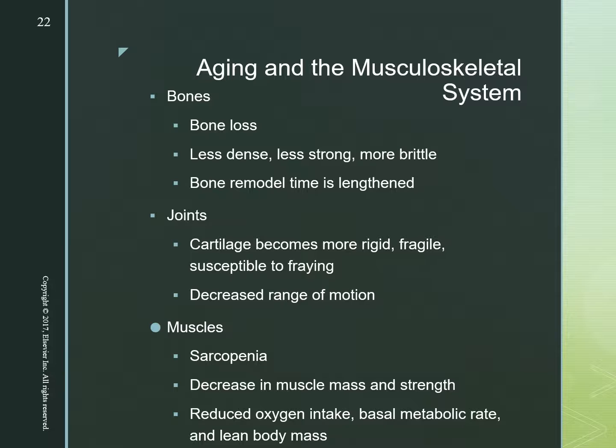Aging in the musculoskeletal system. So bones: we have bone loss, they become less dense, less strong, more brittle. Bone remodeling time is lengthened. Rapid bone loss occurs around menopause. This is due to the loss of estrogen, which increases osteoclast bone reabsorption and leads to fewer osteocytes. There's a decreased number of osteoblasts. By 70 years old, 50% have lost their peripheral cortical bone mass, and men lose theirs at a slower rate.